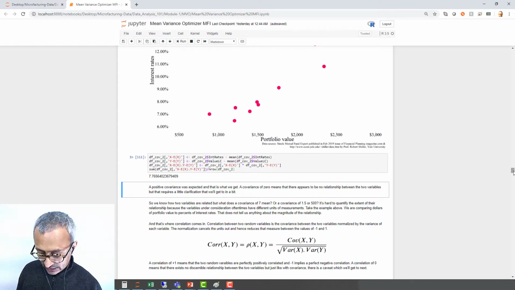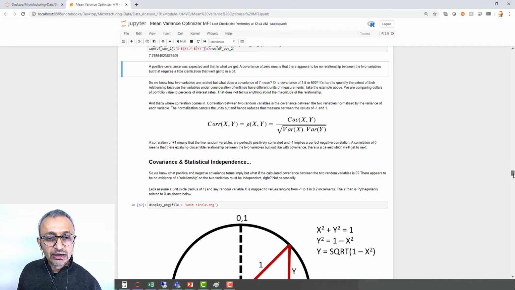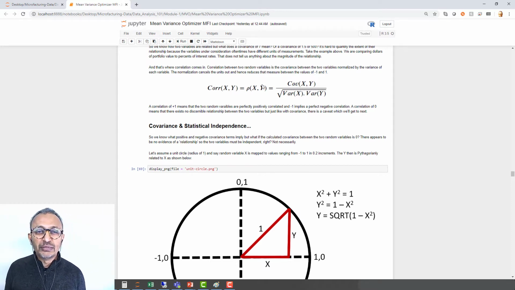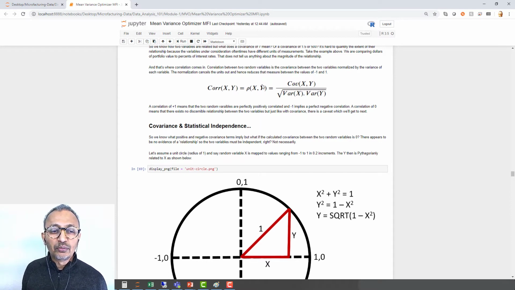That's why we use correlation, which basically normalizes. Correlation is a normalized value of the relationship, that is, the covariance. So you have covariance in the numerator, and it's normalized by the variance of each individual variable. It cancels the units out, and hence reduces that measure to between -1 and +1.